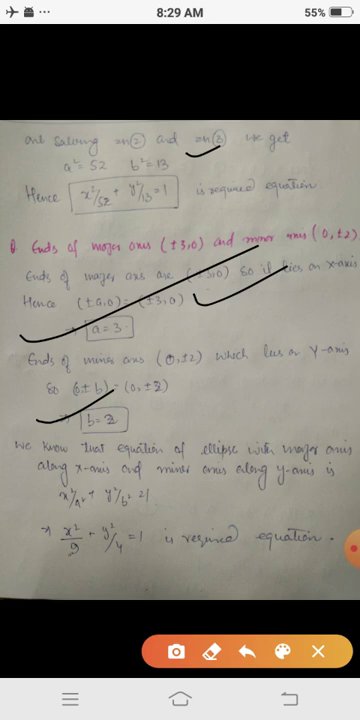Hence substituting in the standard form of the ellipse, when the major axis lies on the x-axis, x square upon a square plus y square upon b square equals 1, we get x square upon 9 plus y square upon 4 equals 1, which is the required equation of the ellipse. So in this way we completed this topic about ellipse.